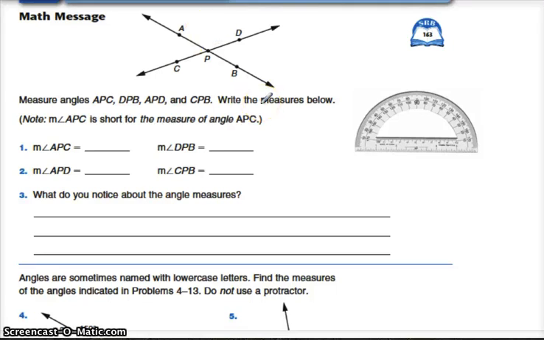Good morning, guys. So I want to start off today with a little joke. What side of the cheetah has the most spots? Take a guess. The outside. Yes, that's right.